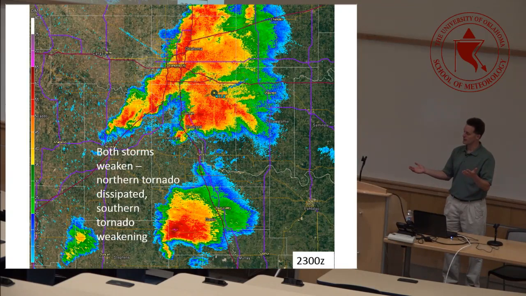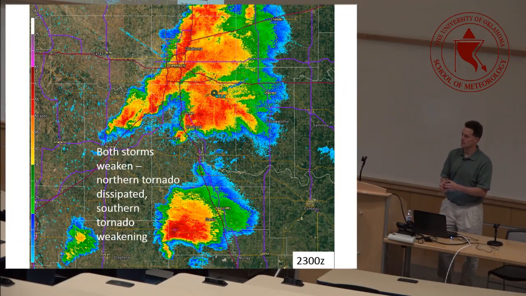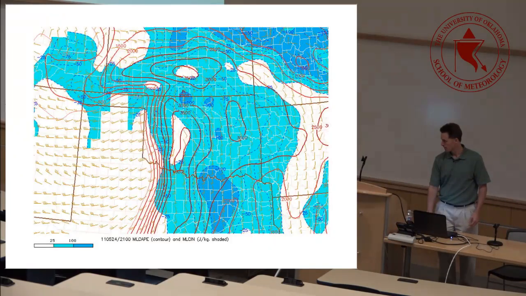Well, chances are it's probably not going to evolve that way. Something's going to change. And in this case, there's a lot of complicating factors way down on the storm scale. All right.